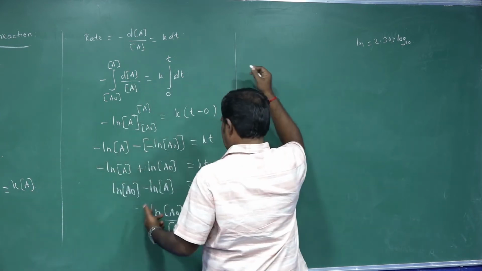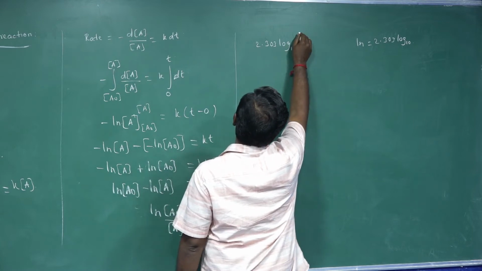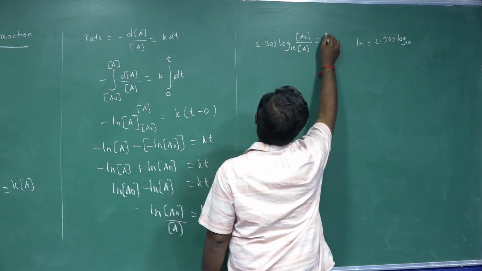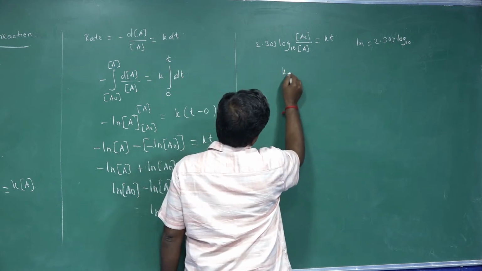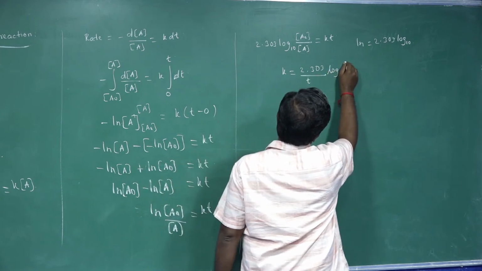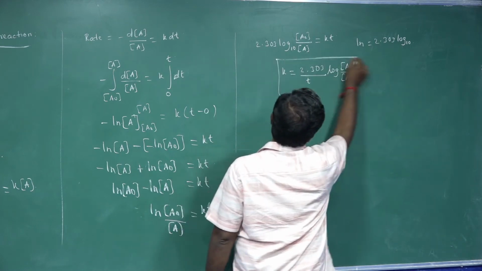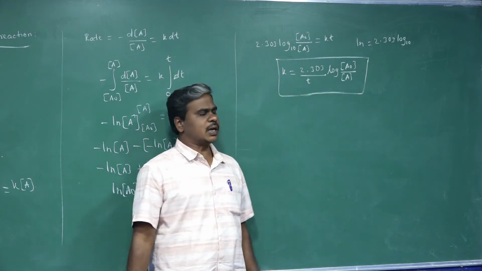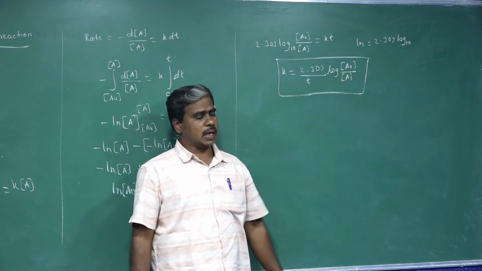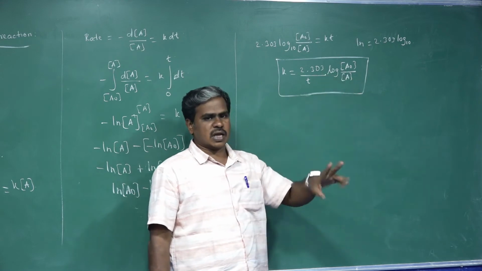So instead of ln, we take 2.303 log base 10 of [A]₀ divided by [A], which is equal to kt. Now the rate constant k is equal to 2.303 by t times log([A]₀/[A]). This is the first order rate constant, where [A]₀ is the initial concentration and [A] is the concentration after time t.